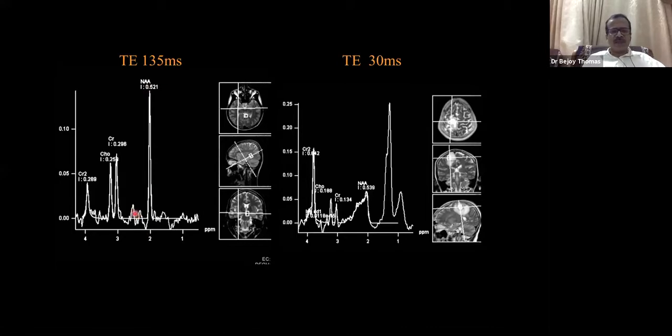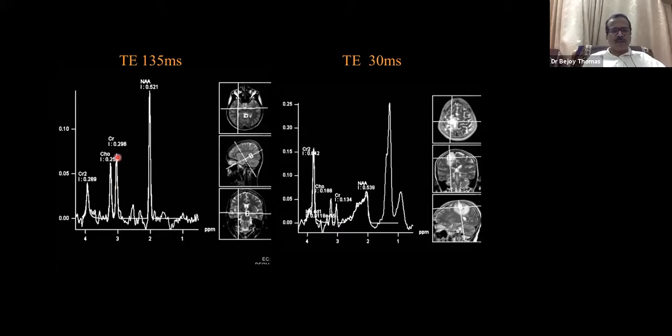We have seen that the GLX, which is the glutamine and glutamate, from 2 to 2.4 ppm, is getting suppressed and is seen as a very small peak here. Sometimes it is seen, but most of the time it is actually suppressed because it has a low T2 value, and it gets suppressed in a longer TE spectroscopy or the intermediate TE spectroscopy.